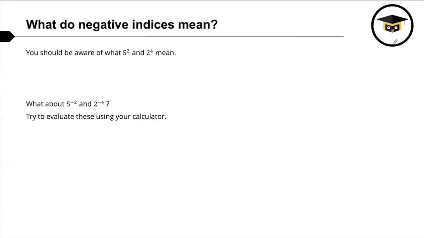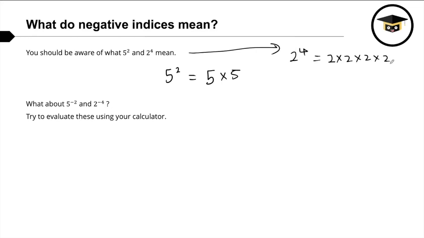What do negative indices actually mean? We should be aware of what 5 squared, 2 to the 4, and all these positive indices are, right? 5 squared, if we were to simplify it a bit, is literally just the same as saying 5 times 5. So we're just multiplying 5 as many times as our index tells us to. Same thing with 2 to the power 4, right? 2 to the power 4 is just 2 times 2 times 2 times 2. Why is it 4 times? Well, because our index told us to.